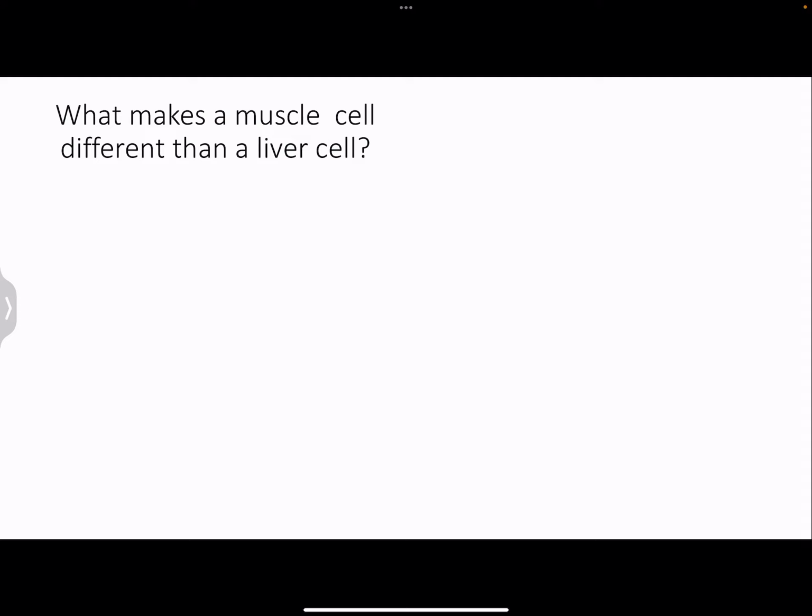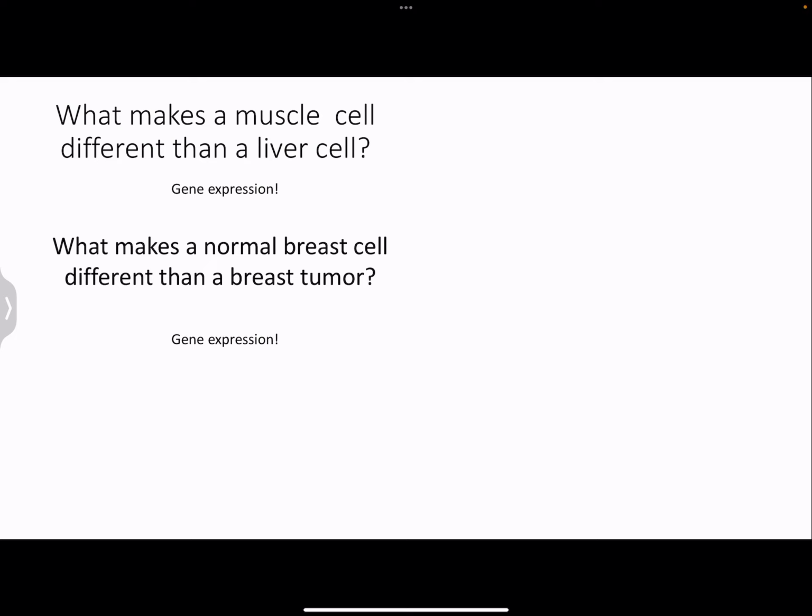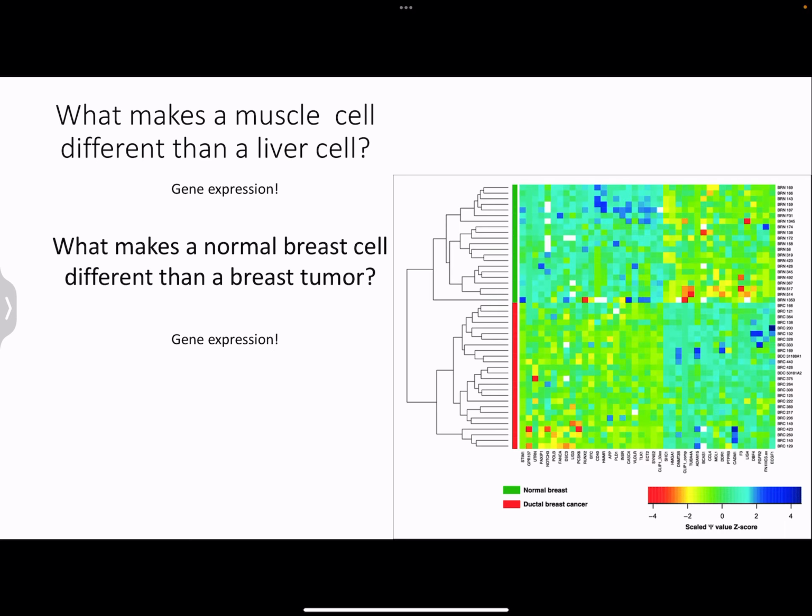Why is a muscle cell different than a liver cell? They have the same 3 billion nucleotide code, or 6 billion if you think of the diploid. They have the same 25,000 genes. What's different? It's just the expression of the genes. Which ones are on, which ones are off. What about a normal breast cell versus a breast tumor? Gene expression. What about a young breast cell versus an old, 70-year-old versus a 30-year-old's breast? It's just gene expression, right?